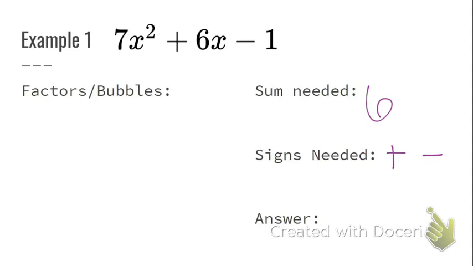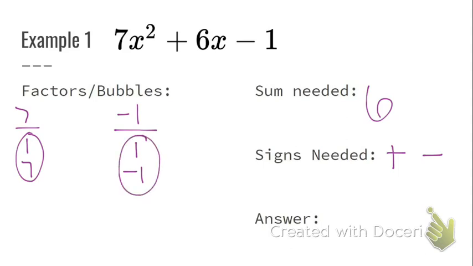Okay, so we list our factors. Now this problem is pretty easy because the only things that will multiply to 7 would be 1 and 7. The only things that would multiply to a negative 1 would be a positive 1 and a negative 1. So those are really the only two bubbles that we're working with. We just have to decide how to multiply together in order to get a positive 6.